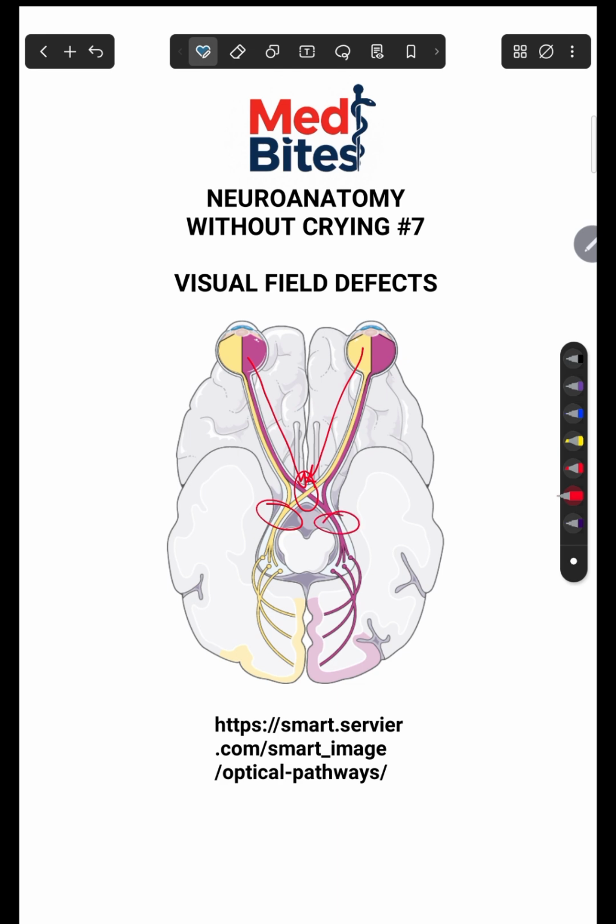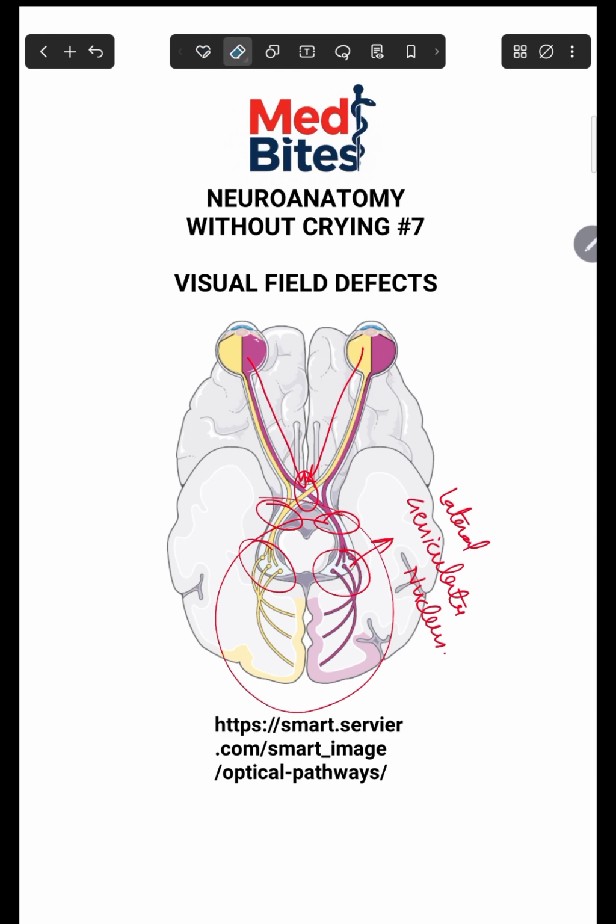And the tracts go to the lateral geniculate nucleus, which is right here. This is known as the lateral geniculate nucleus. And then they fan out as optic radiations and they land in the occipital lobe. This is important.